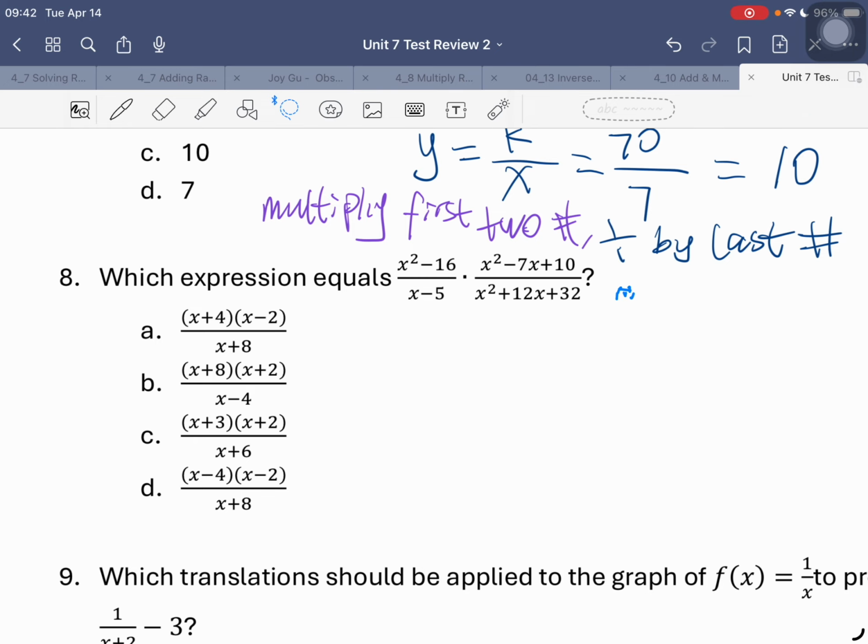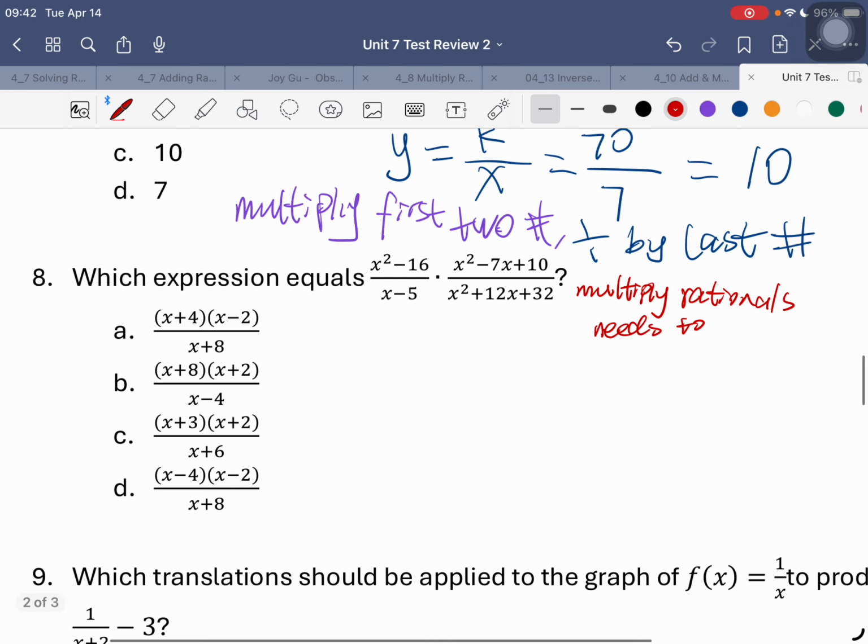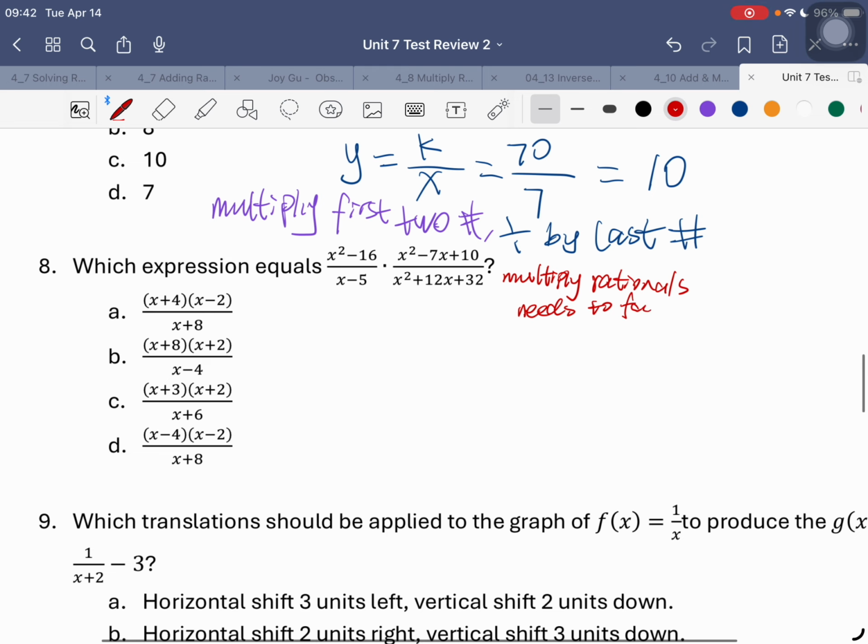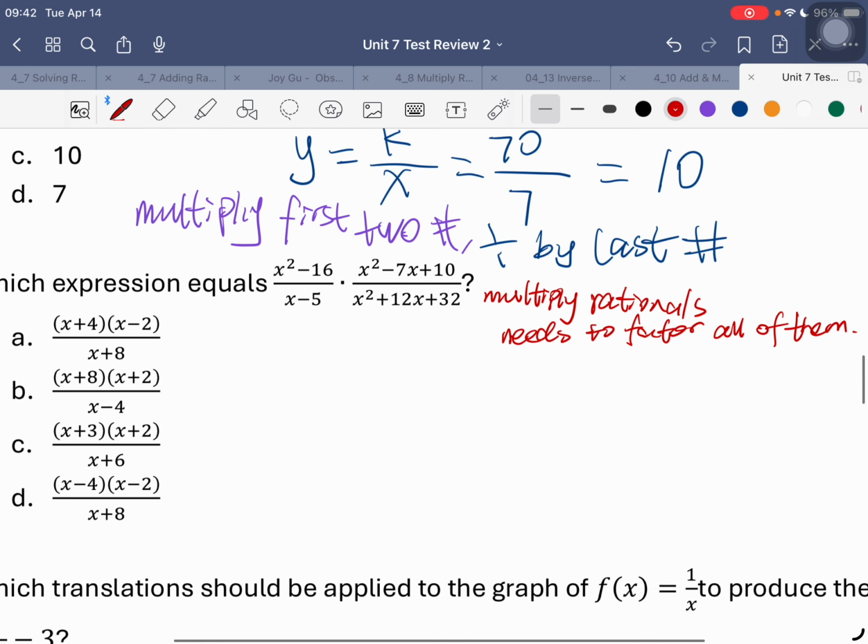So to multiply rationals, we need to factor all of them. Okay, let's label them as 1, 2, 3, and 4.